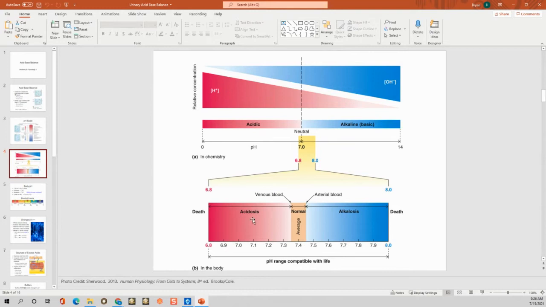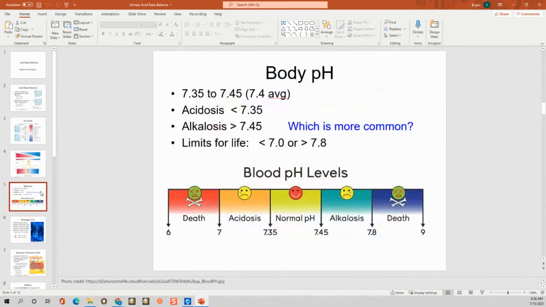Nonetheless, this is probably one of my favorite slides of the entire semester. Don't know why. I just love these little smiley, frowny faces. It's just great. Normal pH, happy, happy.